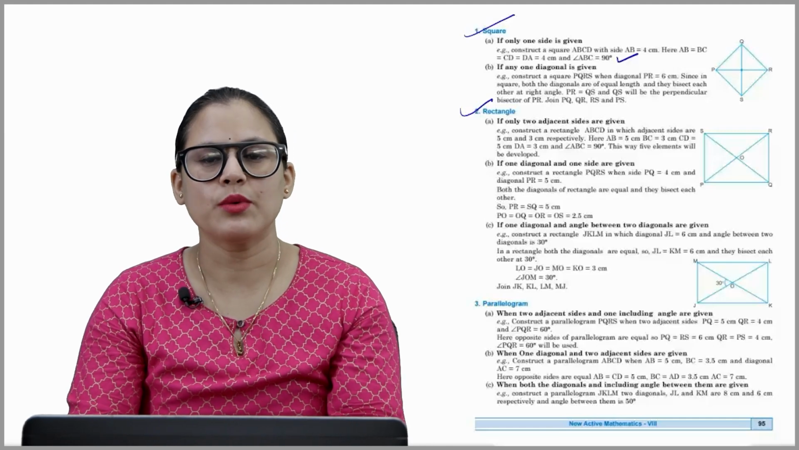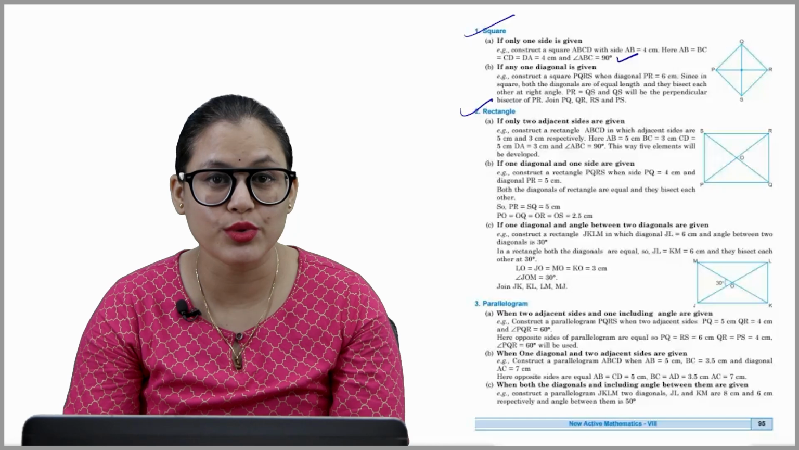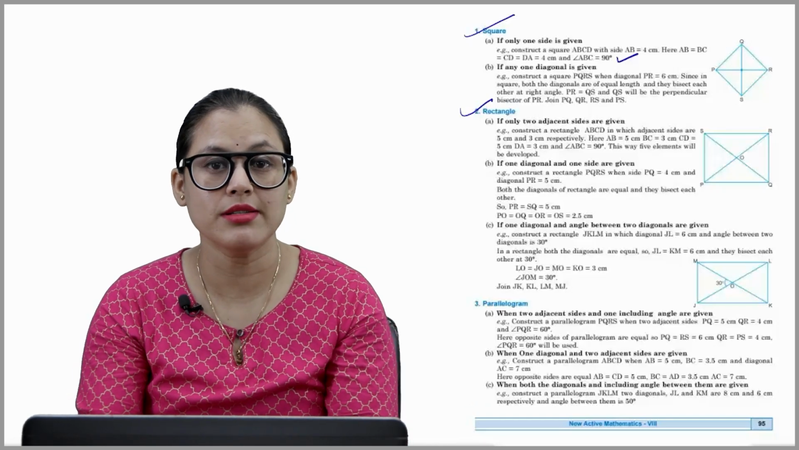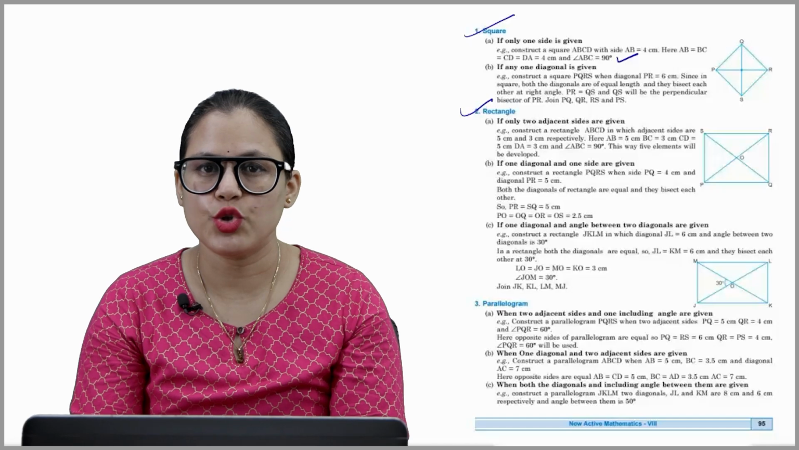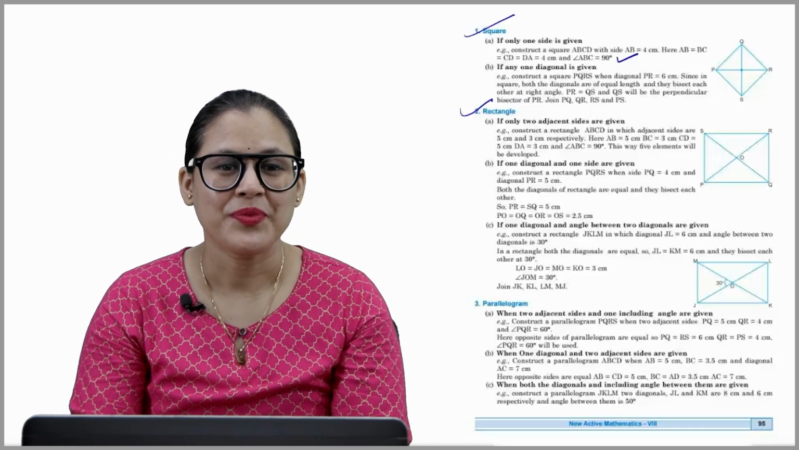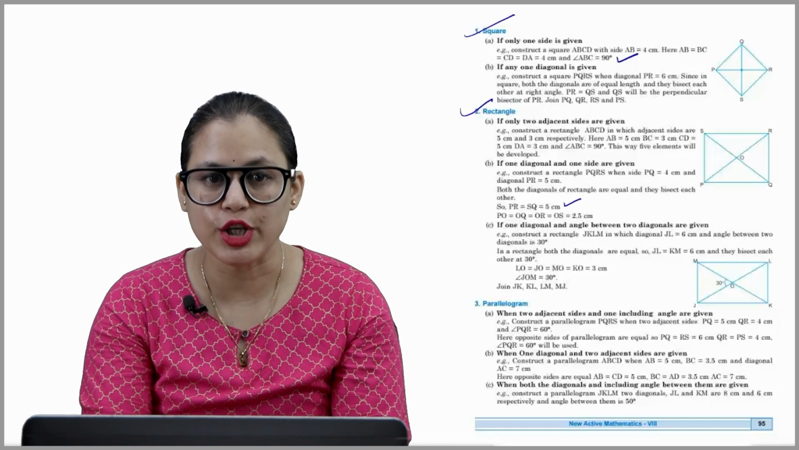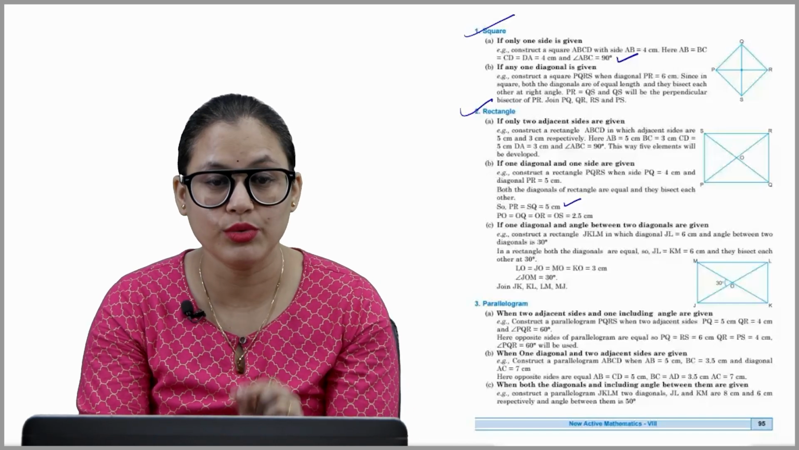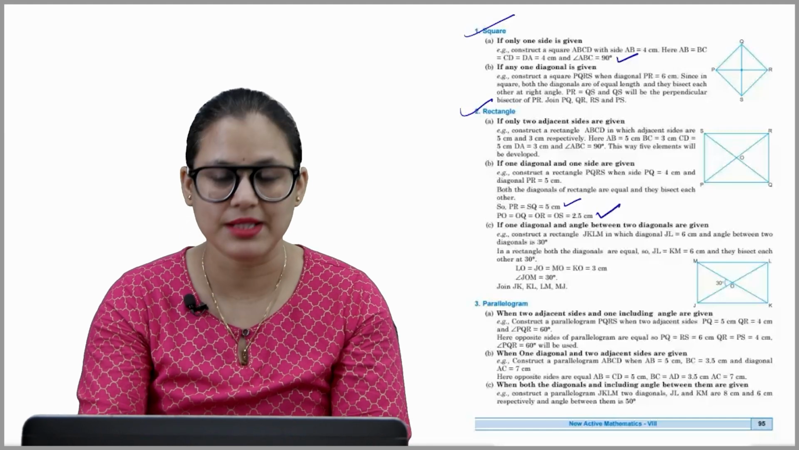B, if one diagonal and one side are given, for example, construct a rectangle PQRS when side PQ equals 4 centimeter and diagonal PR equals 5 centimeter. Both the diagonals of a rectangle are equal and they bisect each other, which we already know. So PR equals SQ equals 5 centimeter and PO equals OQ equals OR equals OS equals 2.5 centimeter.